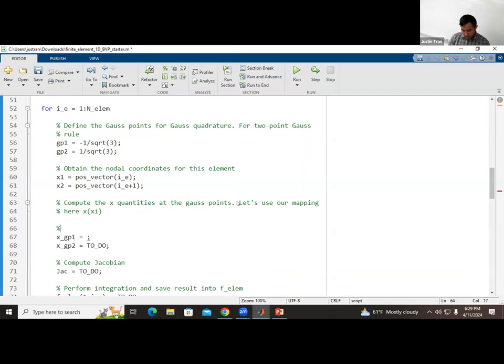Our mapping in this case is x of xi is equal to x1 times N1 of xi plus x2 times N2 of xi. So we're doing two steps in one right here. We're not only forming the mapping, but we're also evaluating the mapping at our Gauss points, where our Gauss points are GP1 and GP2.